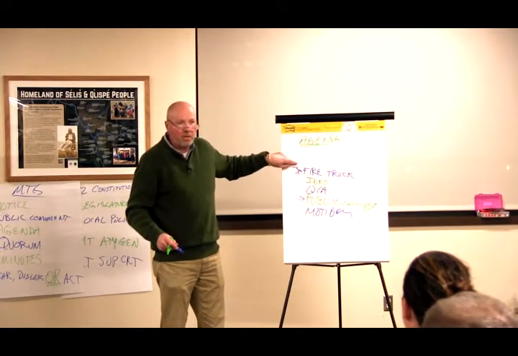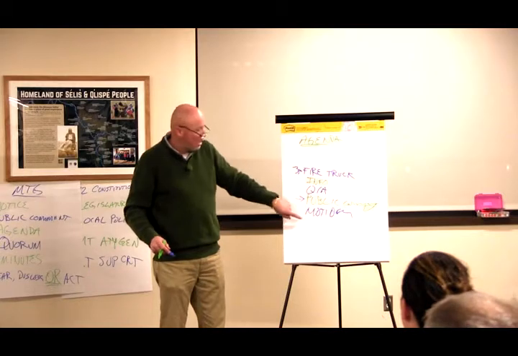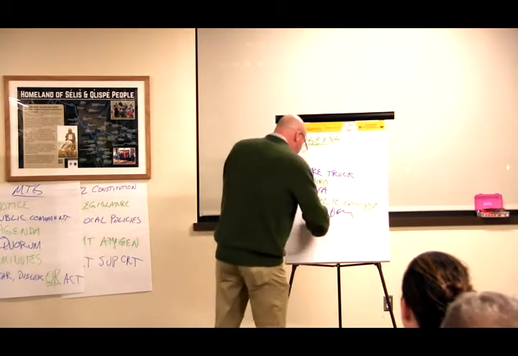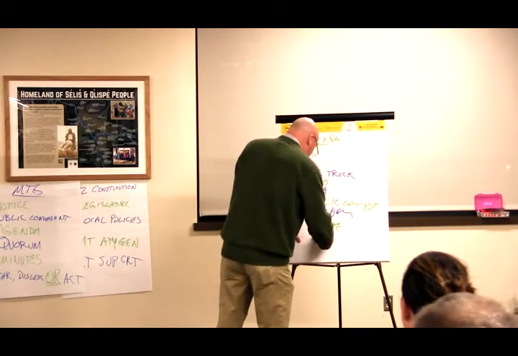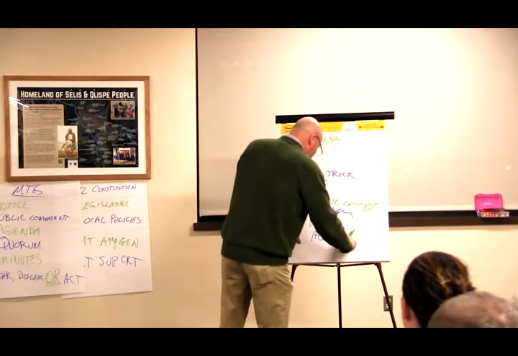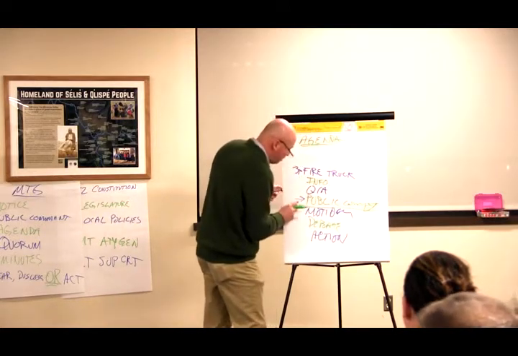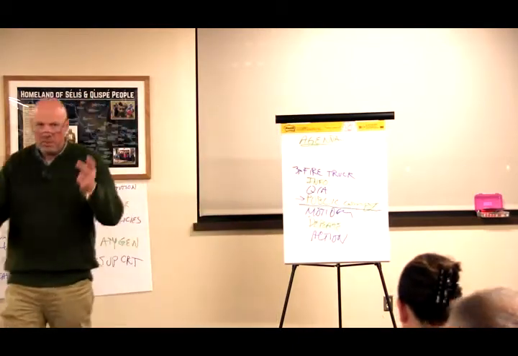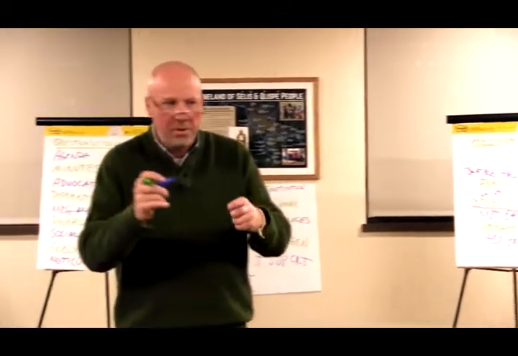It might deviate from this, which is fine. It shows that you're being responsive to the comments that you're receiving from the public. Make the motion, then you debate, and then you take action. Now I'm drawing a line here. Why am I drawing a line between the public comment and the motion? What's significant about that transition? No more.